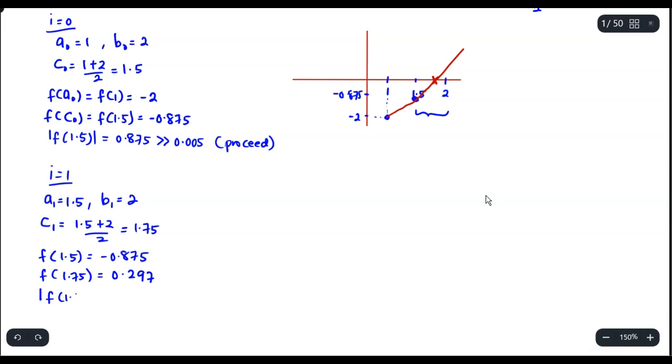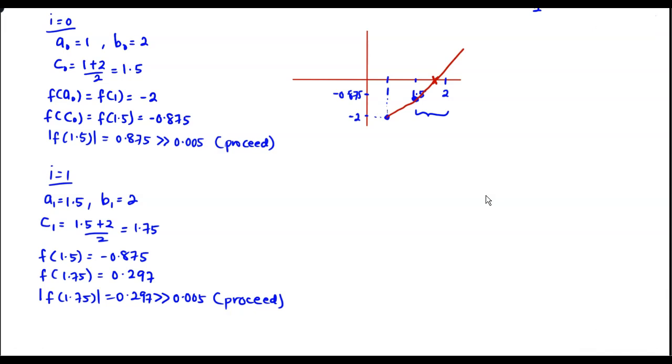So we have the absolute value of F(1.75), which is 0.297. So this is still way greater than 0.05. So it means that we need to proceed. So we need to decide again, in the next iteration, what is our A and what is our B.